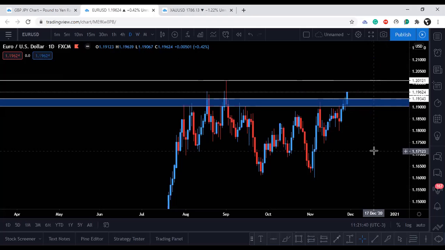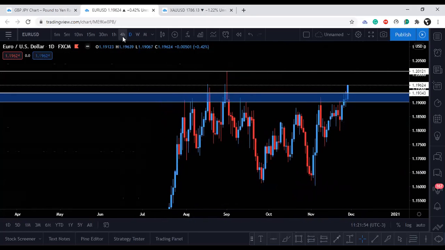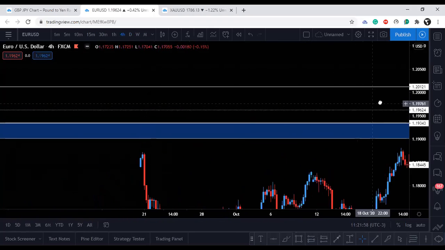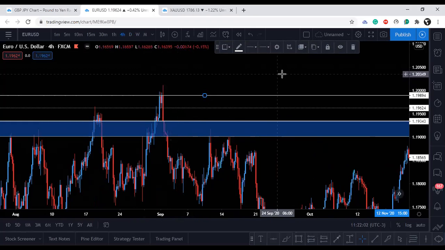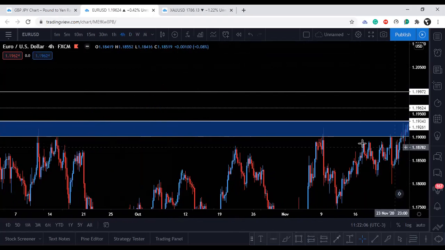Also, this could be a rejection zone as well. If price gets rejected from this zone, we can look for the sell option as well. But right now there is a super bullish momentum. We cannot look for any kind of sell opportunity right here. In the H4 time frame, here we see this is the last time rejection zone. This is the one, almost 120.